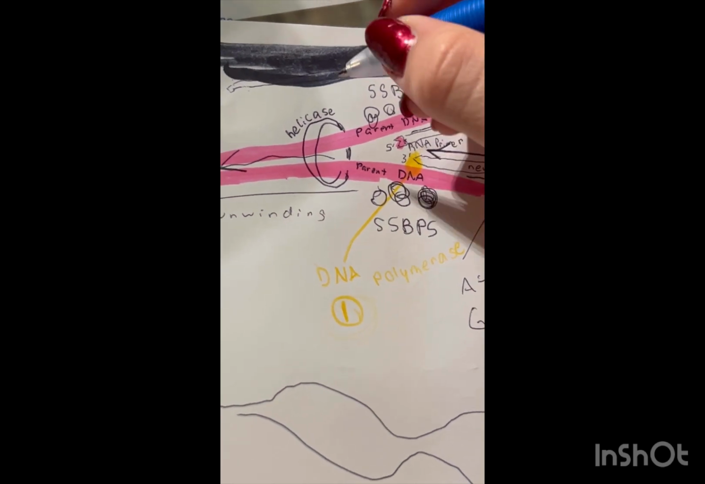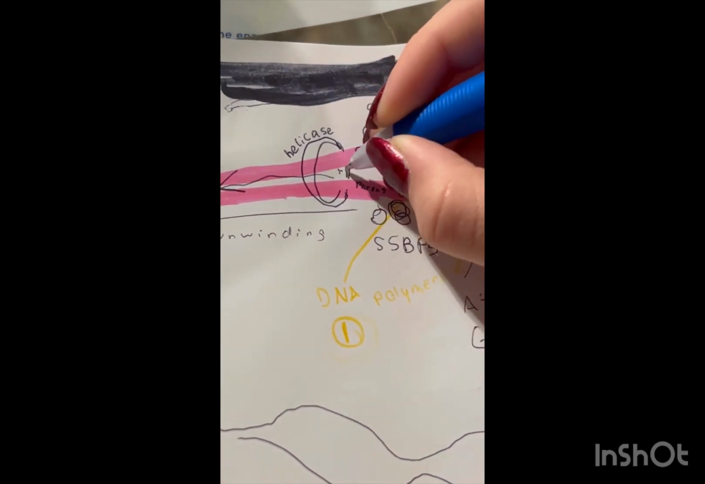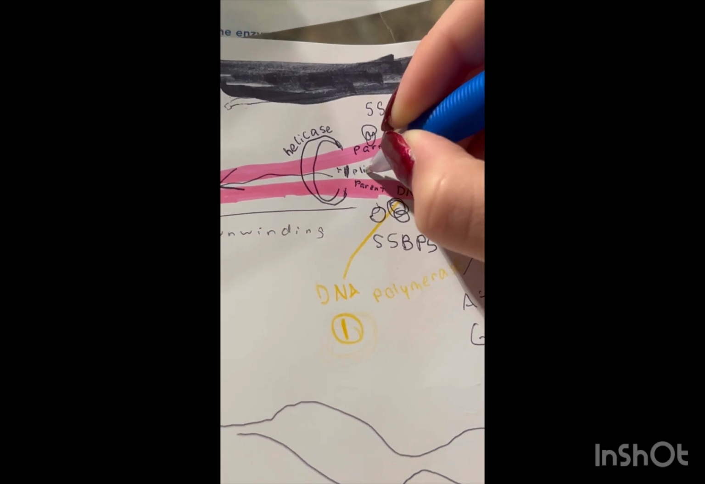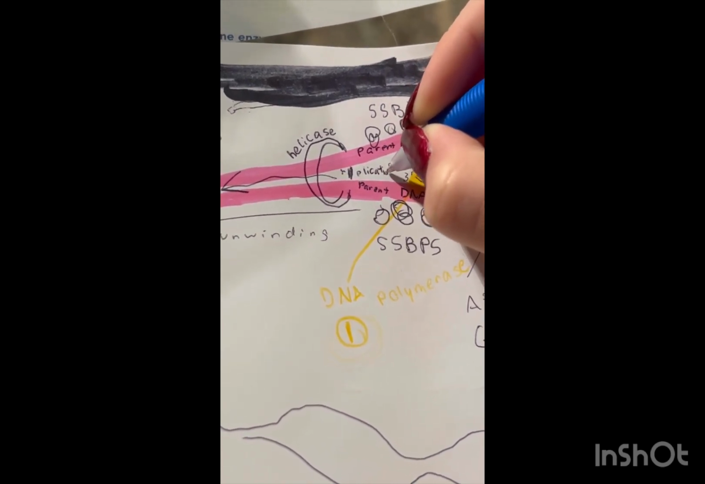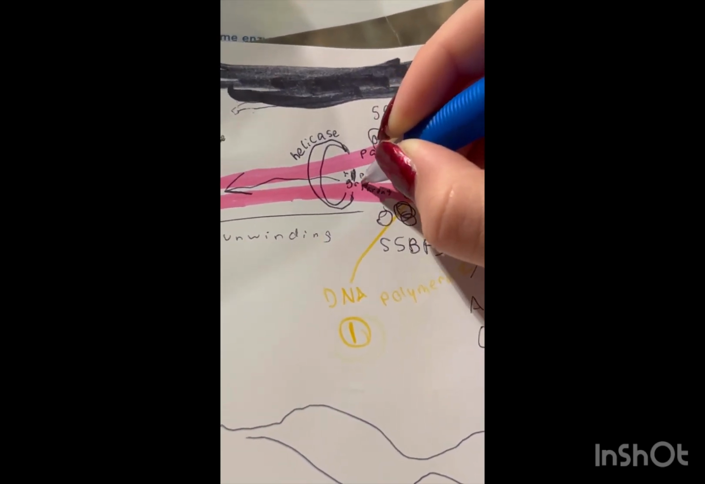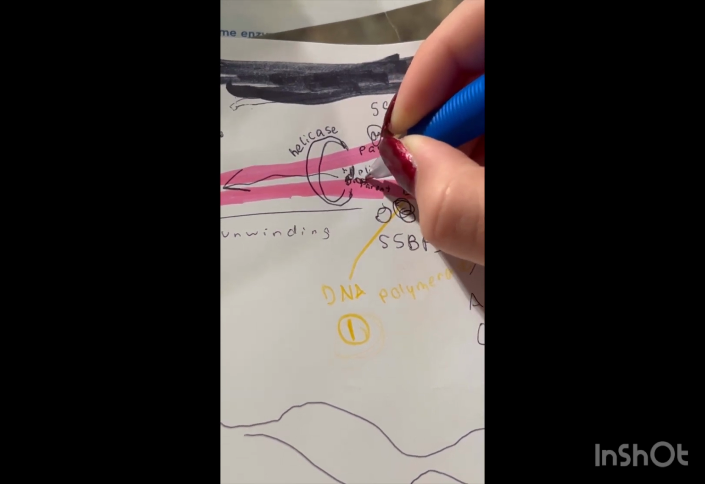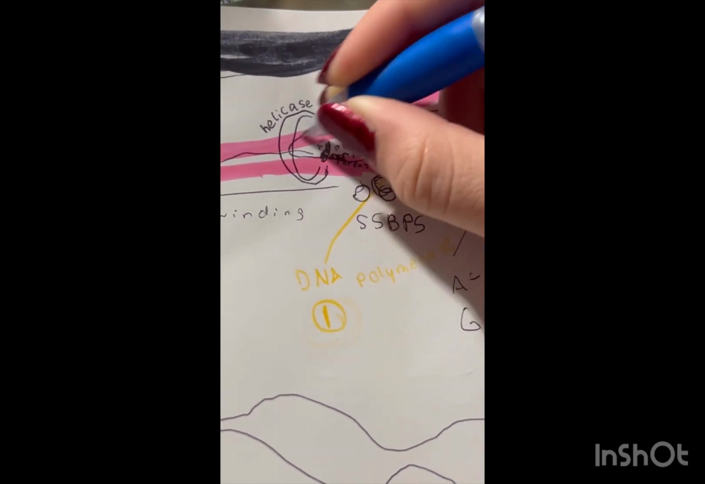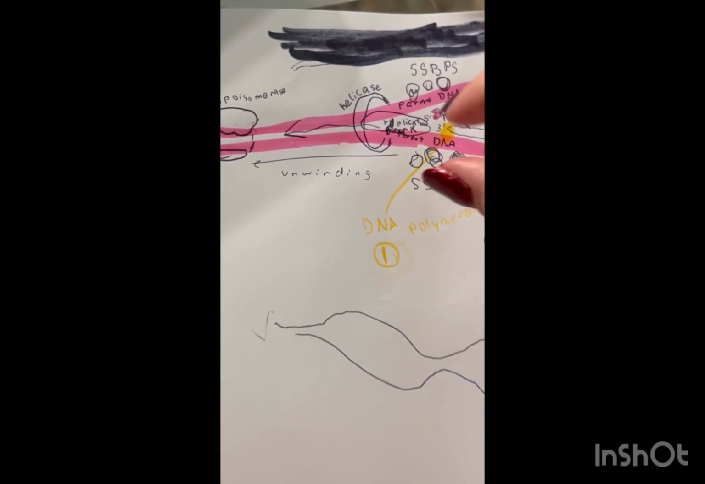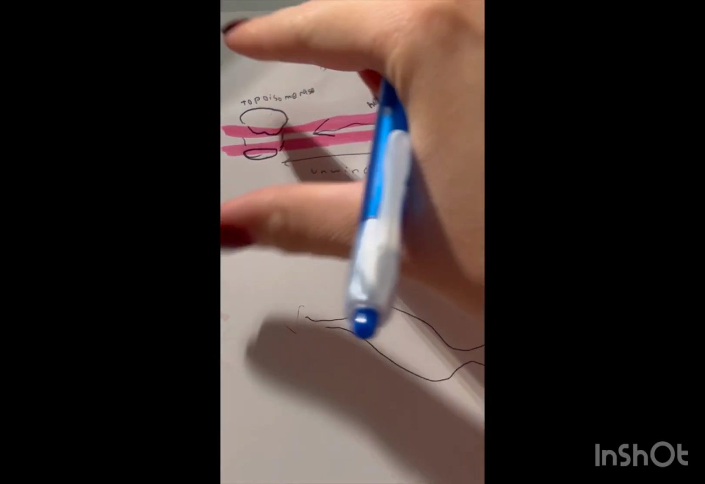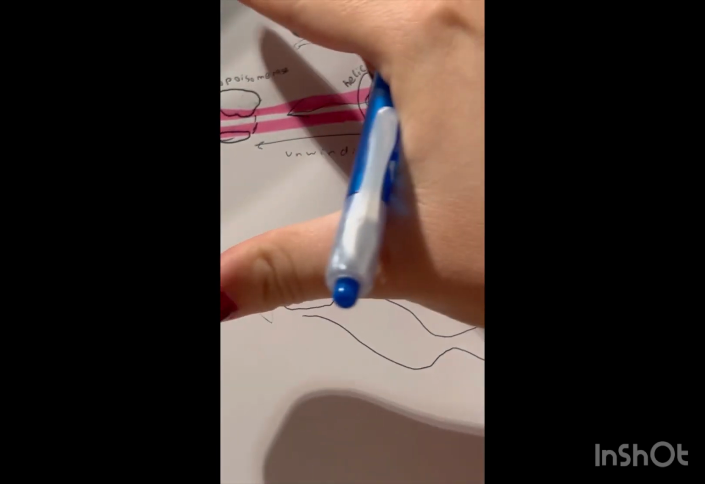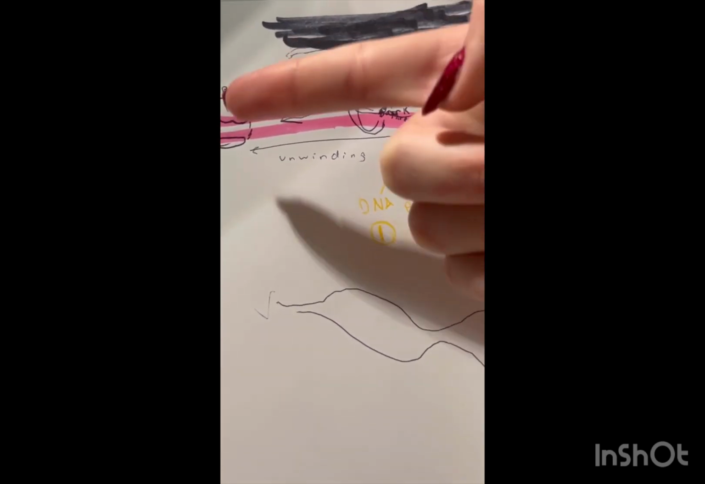Oh, and something I forgot to mention earlier is this part, this direction where we're growing. It is the replication fork. Replication fork, where we're opening this way. That means this is the replication fork.